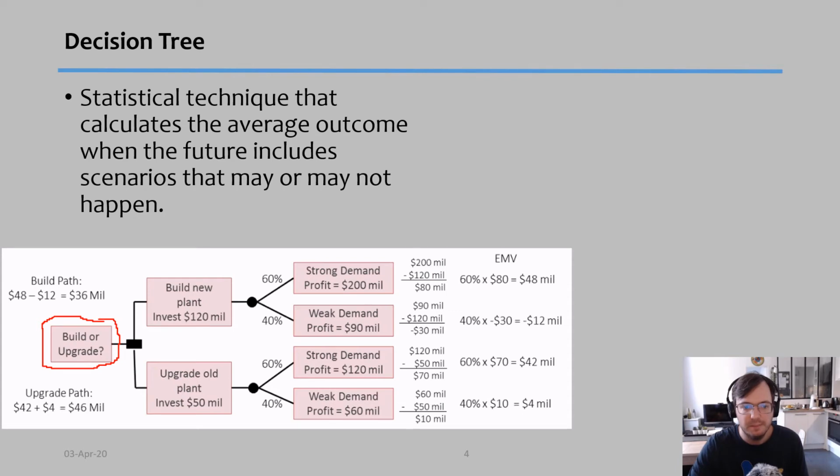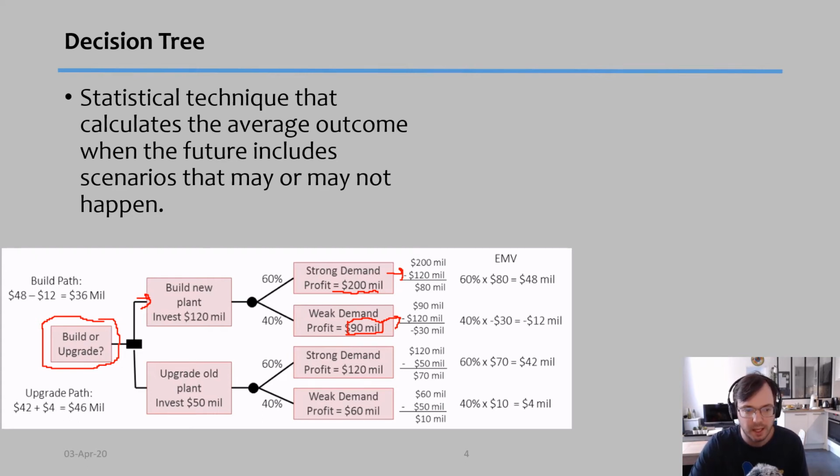If I build my new factory, the investment is $120 million. And from this investment, there's a 60% probability that I would have strong demand, so I would make 200 million. There's a 40% probability that I would have weak demand and only generate 90 million. So for each one of them, I then calculate what would be my profit. My profit on the first one would be 80 million, while my profit on the second one is negative 30 million, so I'd have a loss.